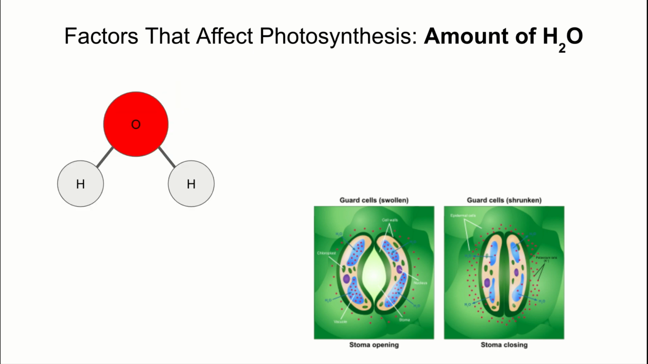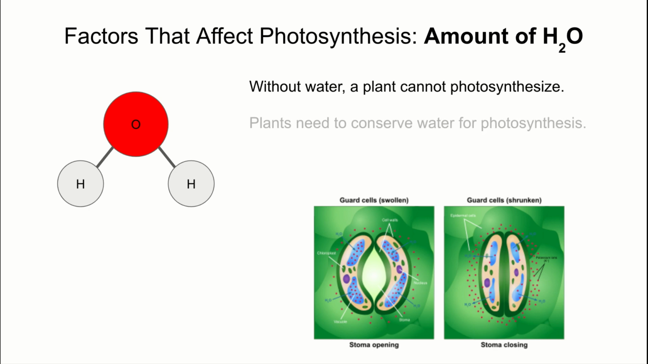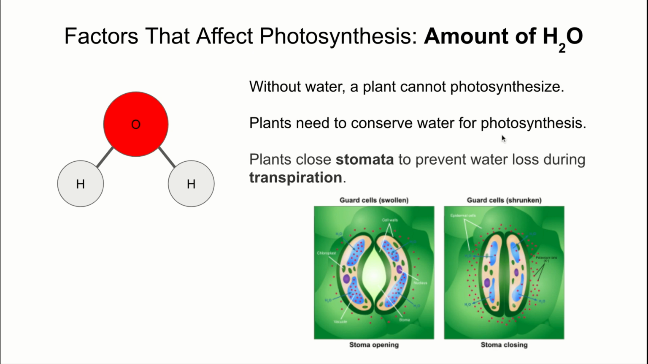Another ingredient that we need for photosynthesis is water. So it's not surprising. Without water, a plant cannot photosynthesize. Plants need to conserve water for photosynthesis. So remember last week you learned about transpiration, how plants are constantly losing water as it evaporates out of their leaves through the stomata. Well, to keep that water inside the leaf for photosynthesis, plants close their stomata to prevent water loss during transpiration.